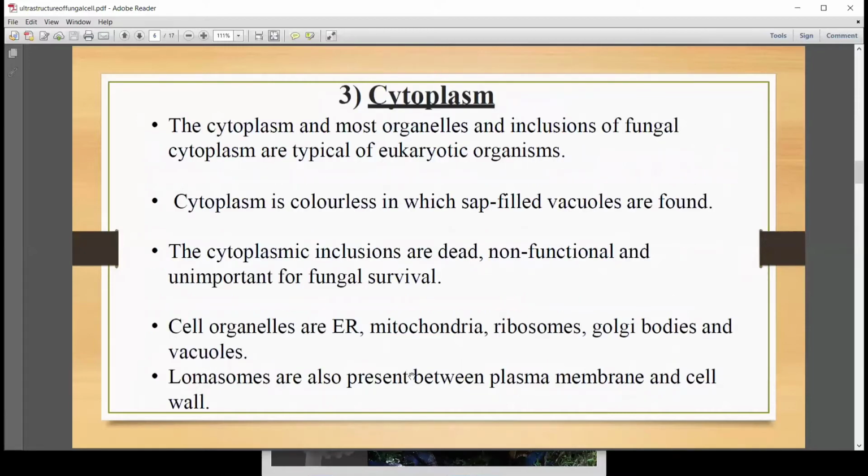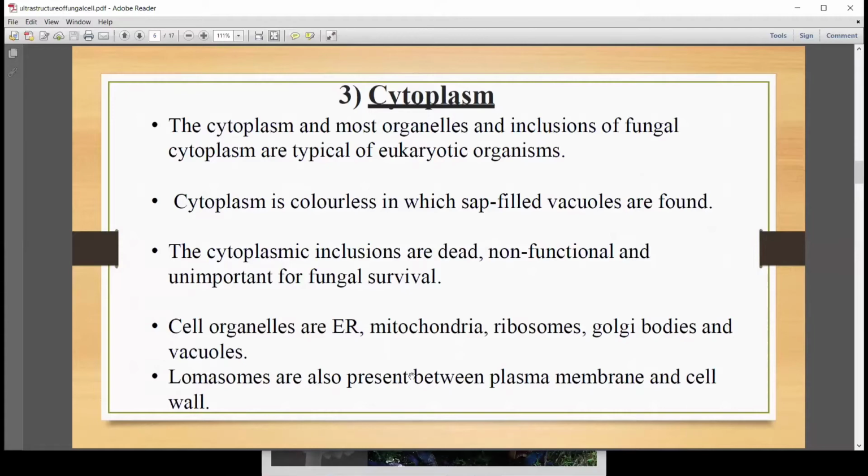Next is the cytoplasm. The cytoplasm and most organelles and inclusions of the fungal cytoplasm are typical of eukaryotic organisms. The cytoplasm is colorless, in which sap-filled vacuoles are found. Vacuoles are air cavities. Next, cytoplasmic inclusions are non-functional and not important for fungal survival.